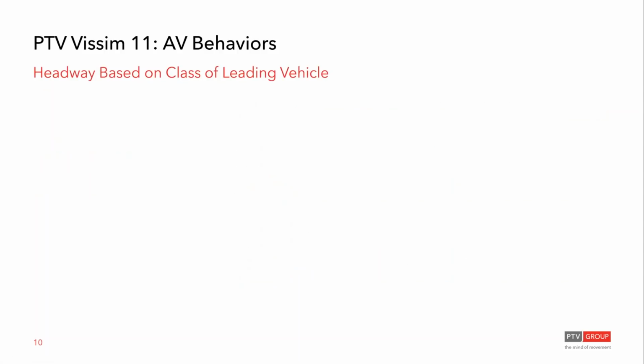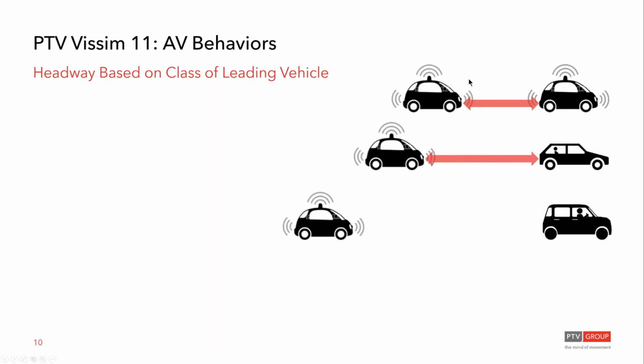Another functionality which we introduced is the headway based on class of leading vehicle. This means if we have a connected vehicle, for example, following another connected vehicle, and we have seen this in the test track as well, they can go down to very small headways, distances in between the two cars. But if an automated vehicle in front is not connected, so this vehicle does not get the information immediately through connectivity, then they need to keep a higher distance.